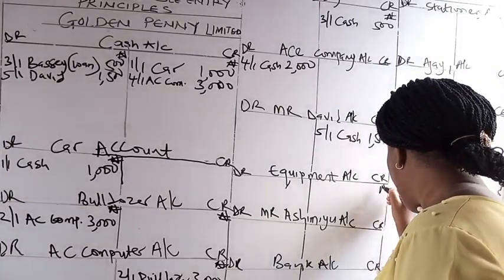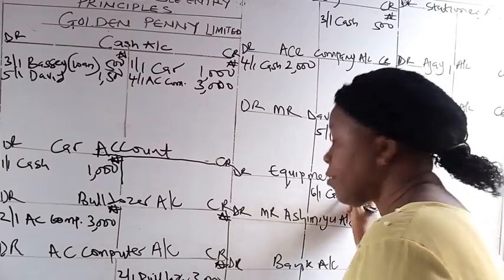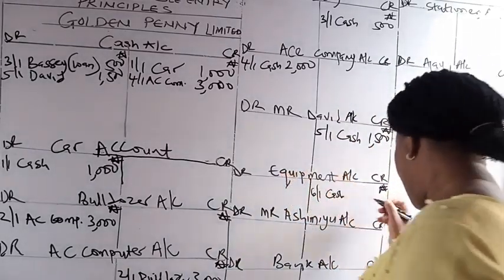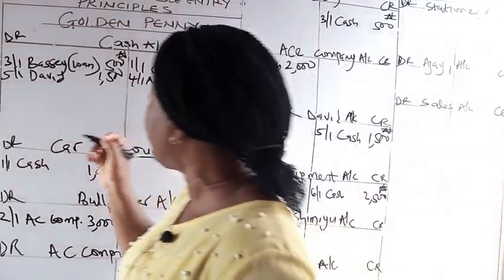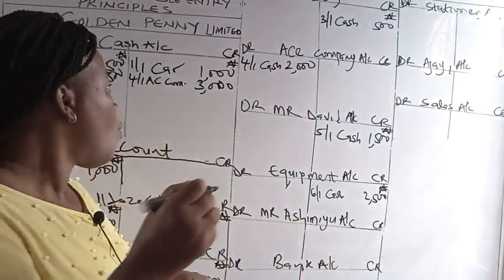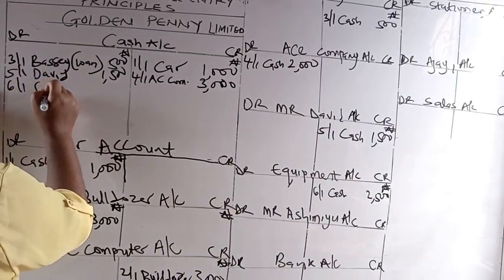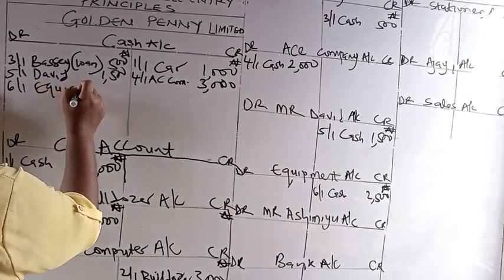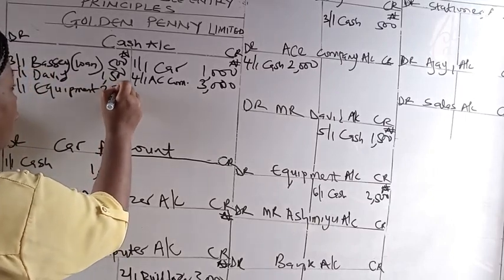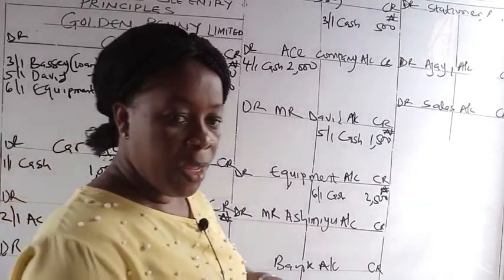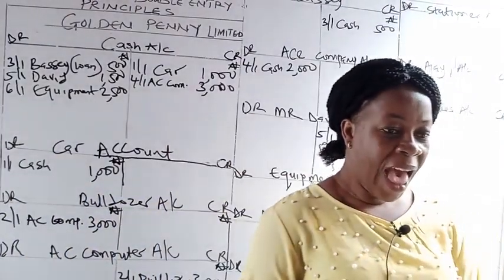So 6-1 cash, 2,500 naira. Then on the debit side of cash, we have 6-1 equipment, 2,500 naira. Then a debtor, Mr.